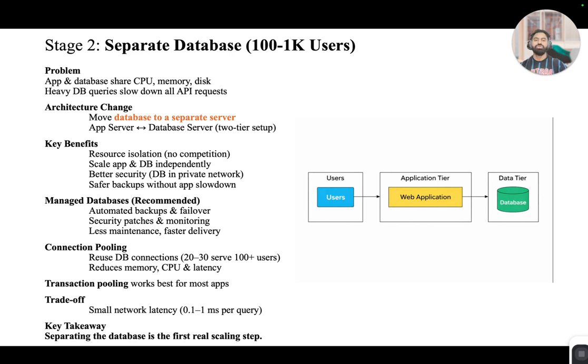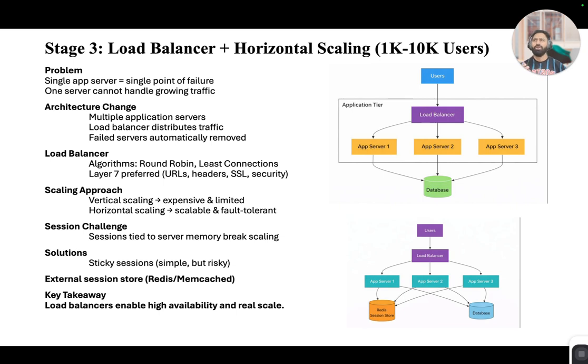Now your application is growing, right? Let's say the users have grown from 1k to 10k, and there may be a chance that your server may crash. So how will you handle it? In stage 3 we are going to use a load balancer plus horizontal scaling, right? Your app is growing, you have separated the database, but suddenly your app goes down. Why? Because you are still running on one application server.